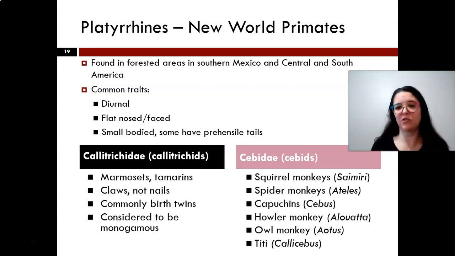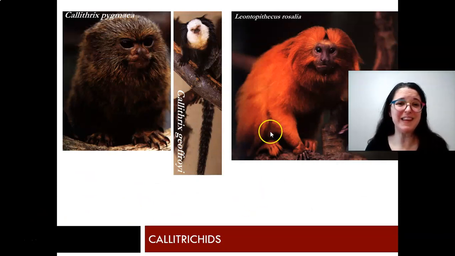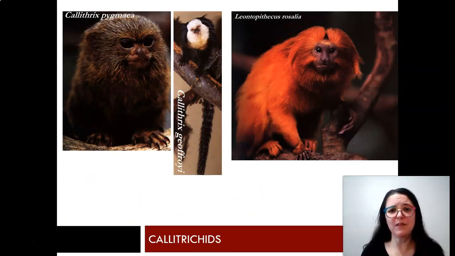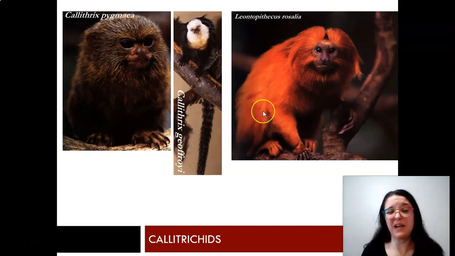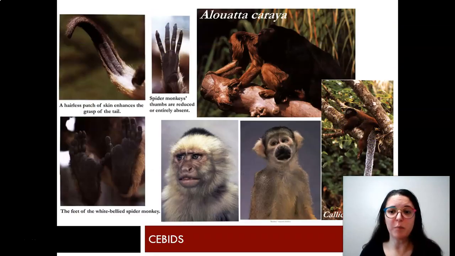Cebids, on the other hand, have a much larger body size, are more readily identified as such, and have varying forms of social organization as well. So here's what some of these callitrichids look like. I have to note that some of these callitrichids, such as this golden tamarin here, are at risk. It's an endangered animal, likely because of its beautiful fur. They've been hunted and harvested in the past because of the beauty of their fur, or their hair, I should say, more properly speaking.